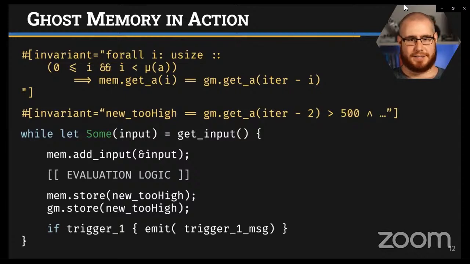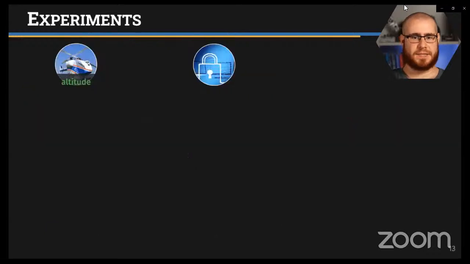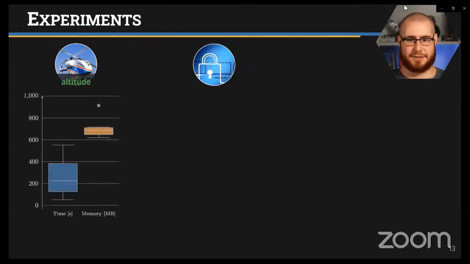Now this is all nice and well in theory. We wanted to see whether this technique actually scales up for real specifications. So we ran a couple of experiments. The first experiment was with our running example here, the simple spec with the altitude. And trying to verify this revealed that we needed around 200 seconds for the verification and around 700 megabytes of memory, which is reasonable. But the specification is rather simple, so we wanted to see how well it scales.